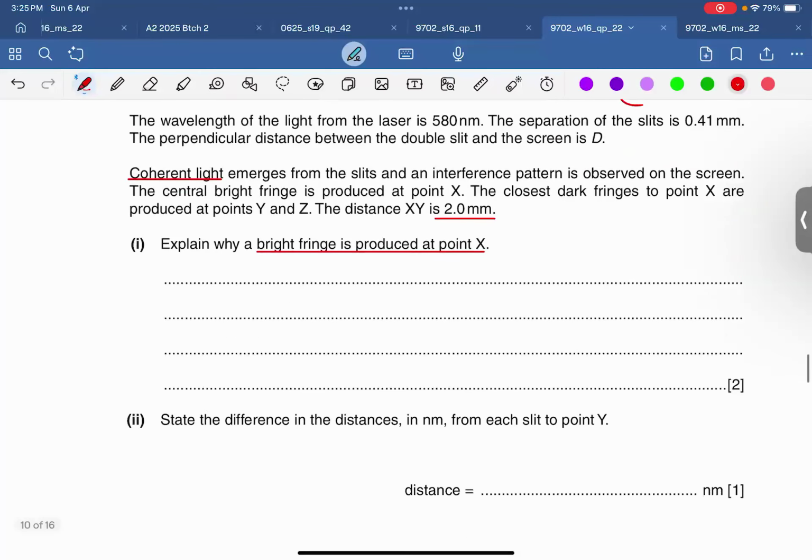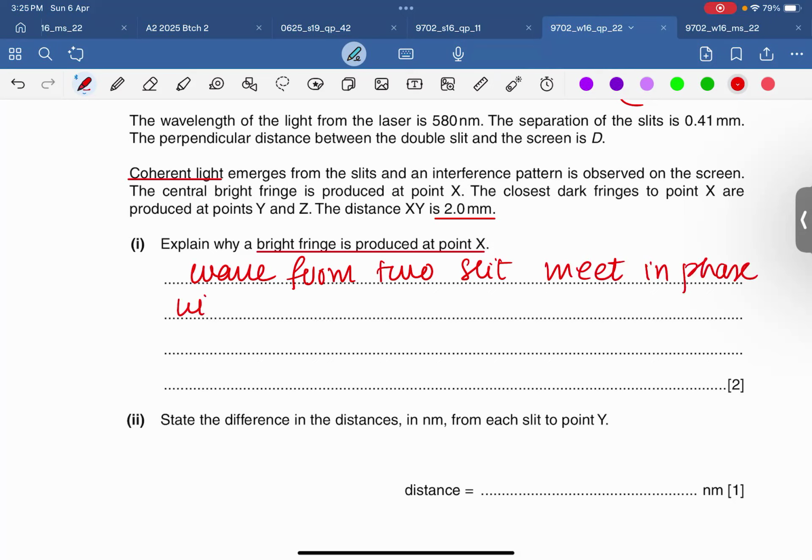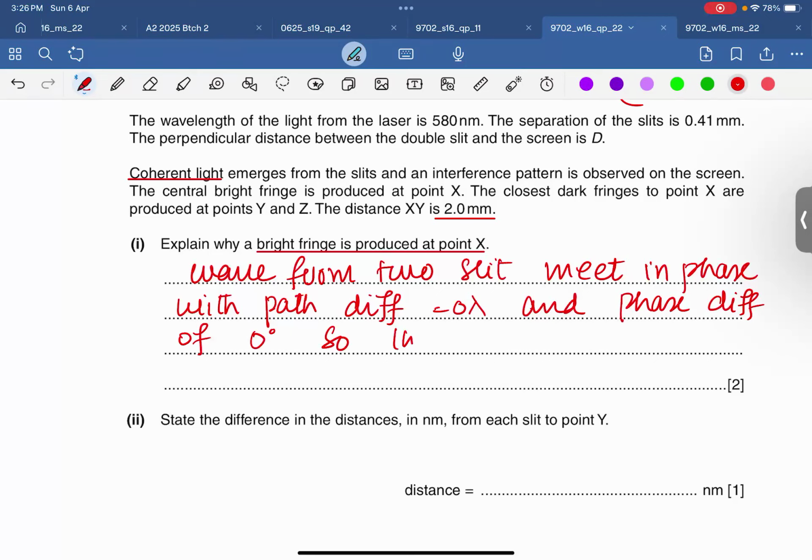Okay, sir. So here we can say that the two waves from the two slits meet in phase with path difference of 0 lambda and phase difference of 0 degrees. So there is constructive interference. Okay.